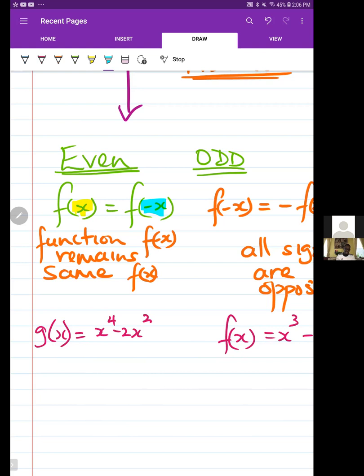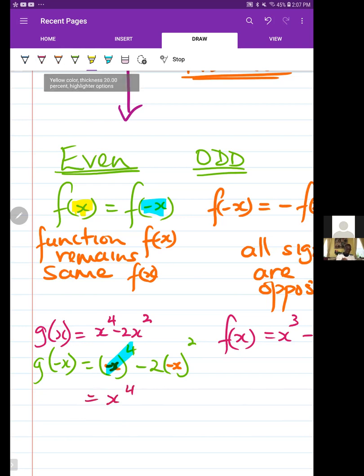For example, I have g of x given here, it's x to the fourth power minus 2x. Let's go ahead and find g of negative x. So we're going to plug negative x into our function and then see what happens. If the signs remain the same like our original g of x, then it is an even function. So here we go. I take negative x and I raise it to the fourth power, and that still gives me positive x to the fourth power.